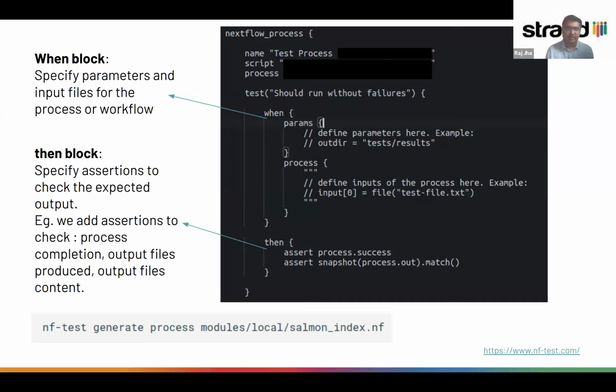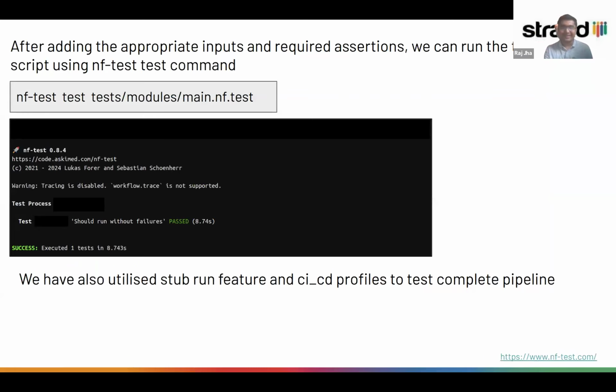It is very easy to generate. All you have to do is type nf-test generate and then give the directory path of the particular process, right? Once that is done, it will generate a test for you. And to run, it is just nf-test, right? Once you do it, if the process is a success, it ran without any failure and it was done.